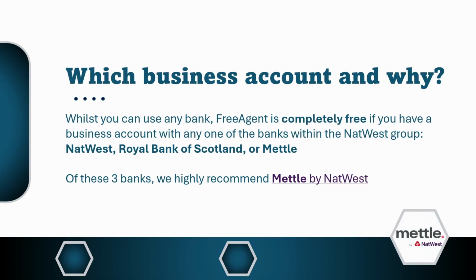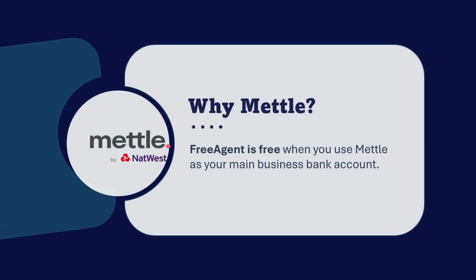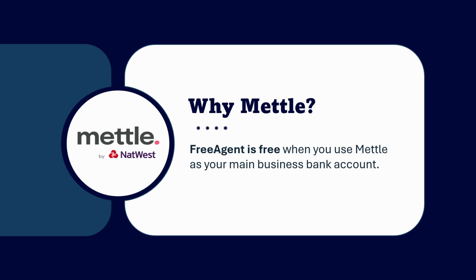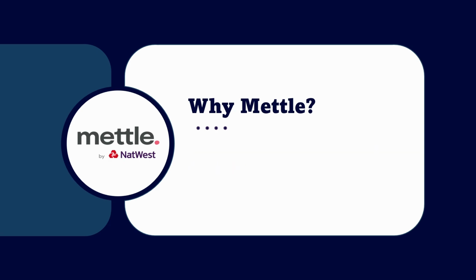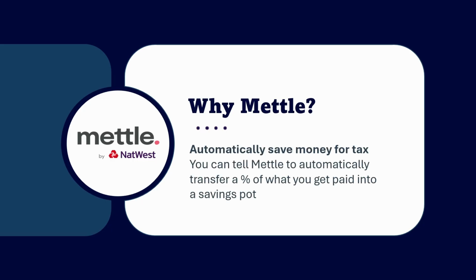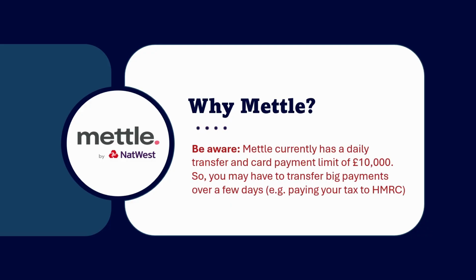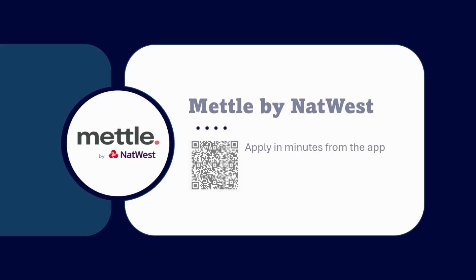Metal is a bank account built for the self-employed. Customers enjoy a free subscription to Free Agent accounting software. There are no banking fees, unlike other business banks. And you can automatically save money for tax each month, as you can tell Metal to automatically transfer a percentage of what you get paid into a savings pot. Be aware, Metal currently has a daily transfer and card payment limit of £10,000, so you may have to transfer big payments over a few days. It takes just minutes to apply from the Metal app.